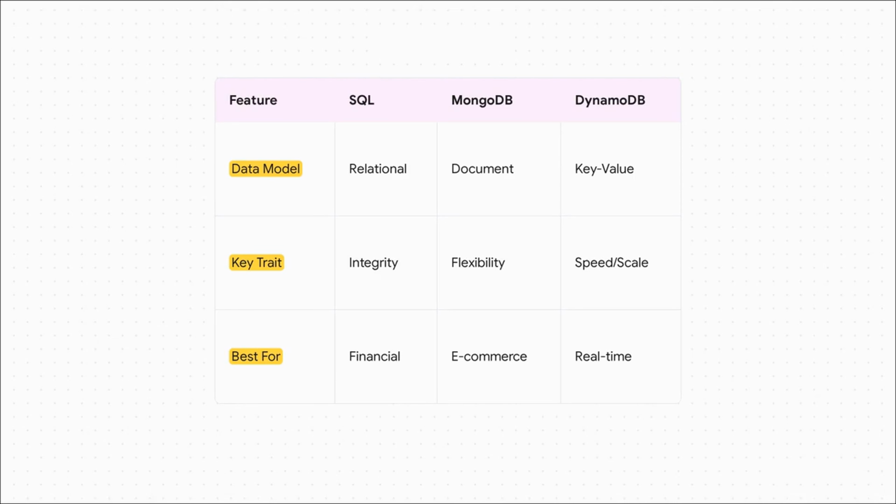This table really lays it all out. You can see the trade-offs right here. If you need that rock-solid data integrity, you go with SQL's relational tables. If you need the flexibility for something like an e-commerce site, MongoDB's document model is your best bet. And if you need that insane speed for real-time gaming, DynamoDB's key-value model is the way to go. You see, it's never about which one is best. It's always about which one is the right tool for the job you have in front of you.